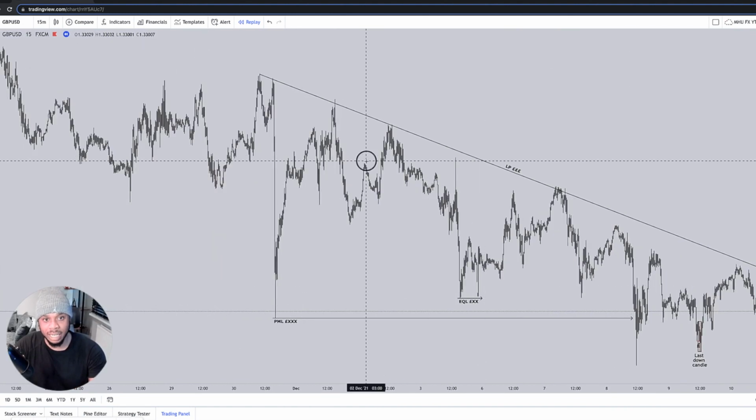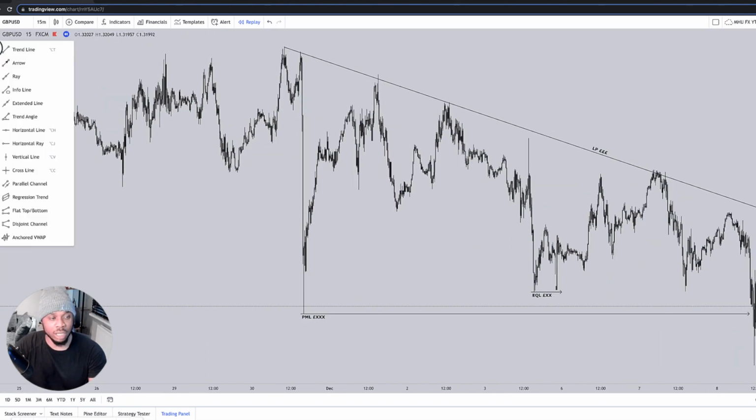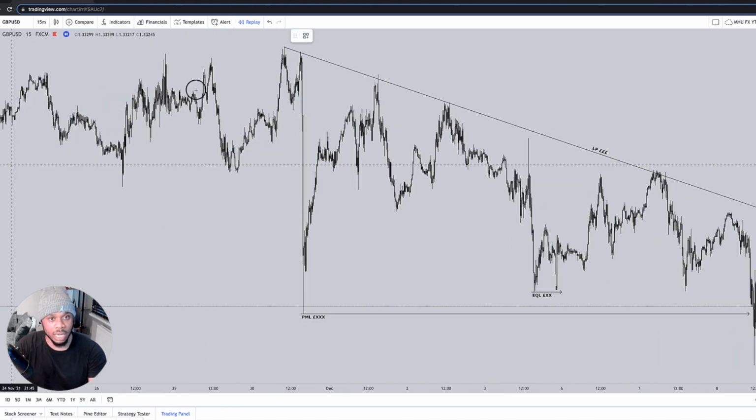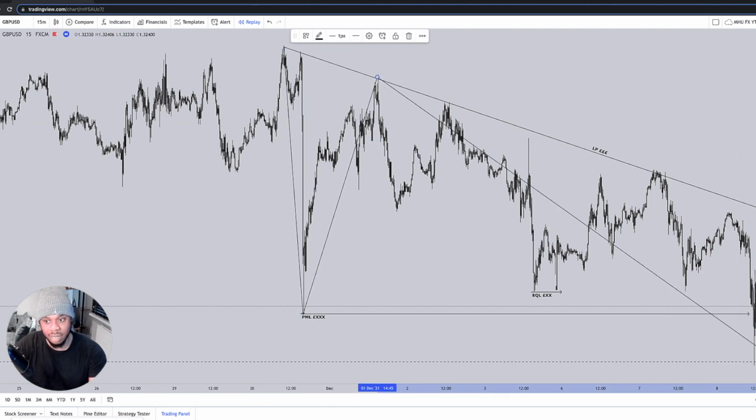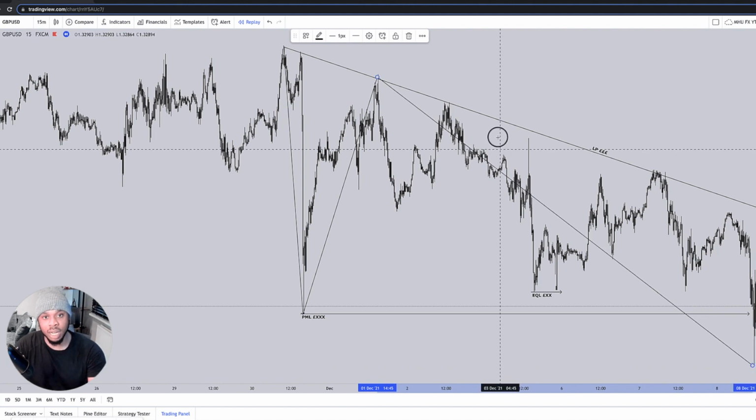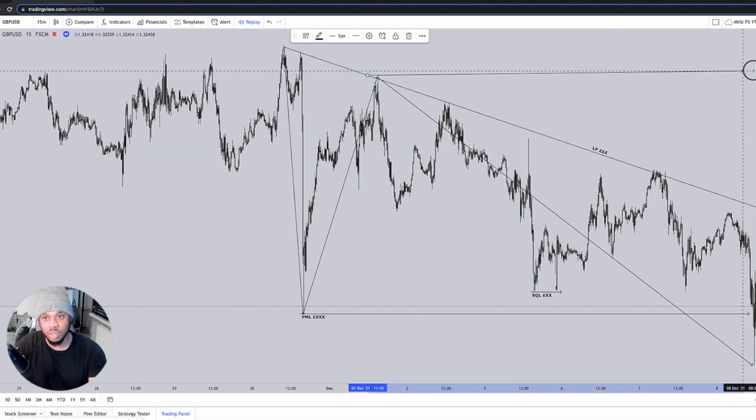And don't forget, like I said, if this is structure, let me quickly draw this up for you guys so you can see it. From this high to this low and back up to this high, and then price breaks structure to the downside, where on earth should you be targeting? Here.